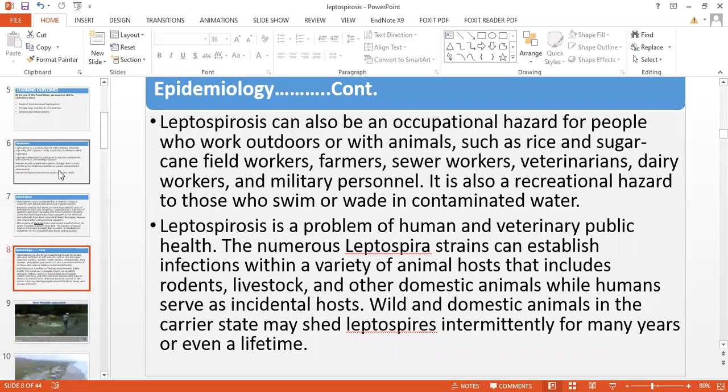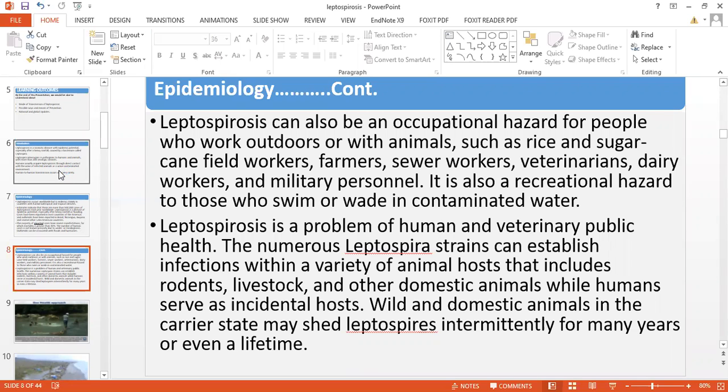Leptospirosis can also be an occupational hazard for people who work outdoors with animals, such as rice and sugarcane field workers, farmers, sewer workers, veterinarians, dairy workers, and military personnel. It is also a recreational hazard to those who swim or wade in contaminated water.